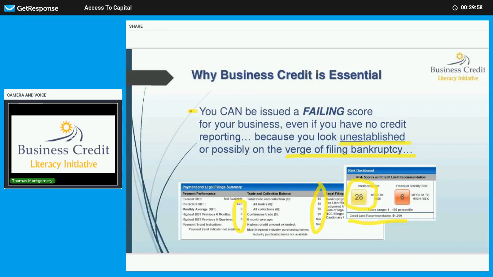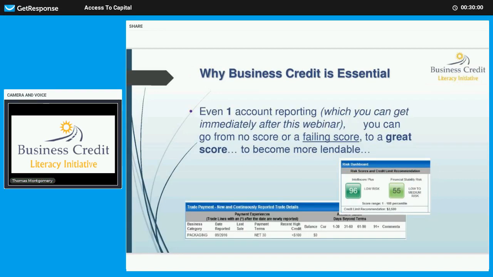Next slide. Only 3 of these, so I won't waste your time. Same client, now we open just one trade line. Just a little net 30 account. Nothing real exciting. A very small, high credit limit. But just by establishing that, that took that score from a failing score up to a 96 on a 1 to 100 basis. And you're like, perfect. If that's all I need to do, I'll add one small trade line and my problems are solved.